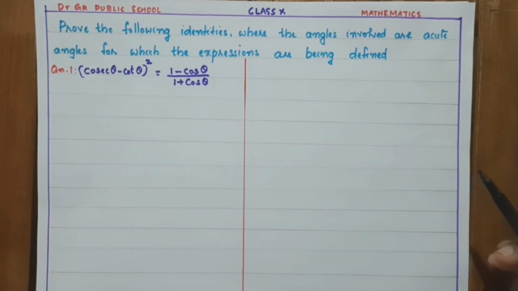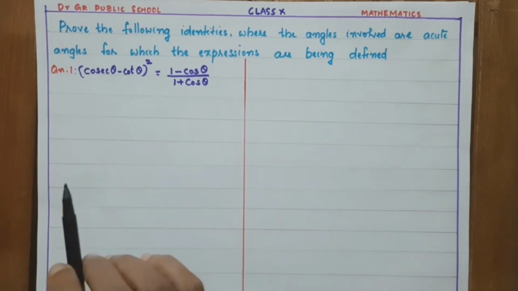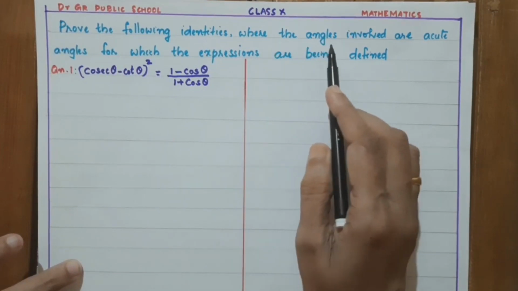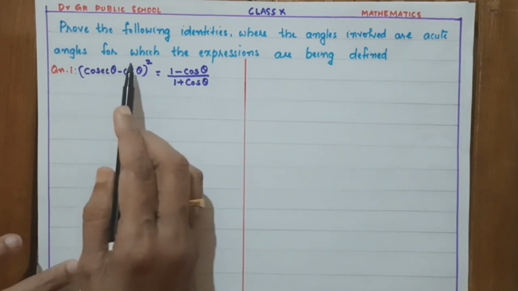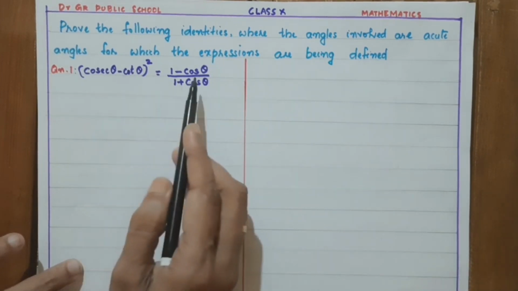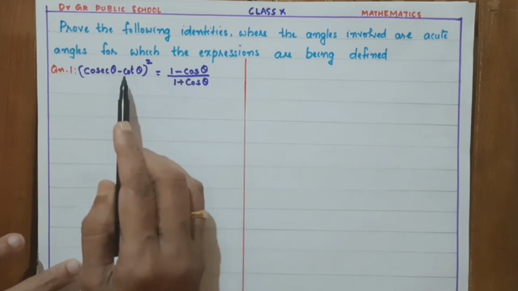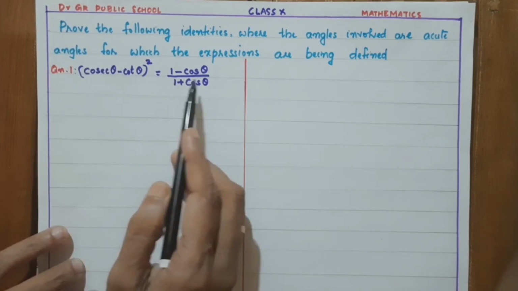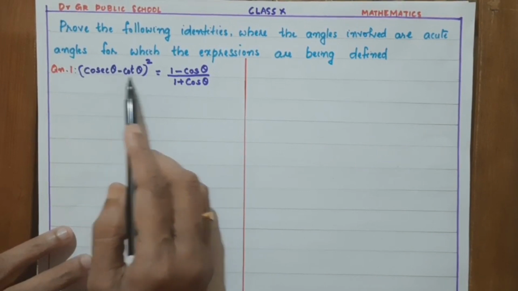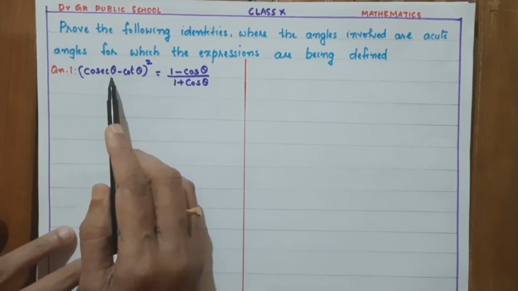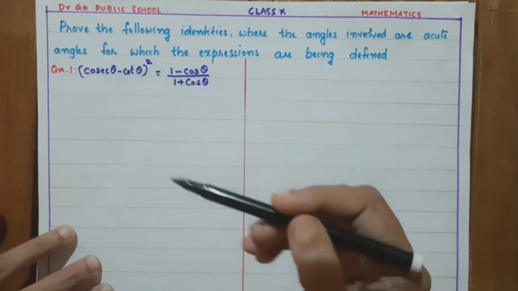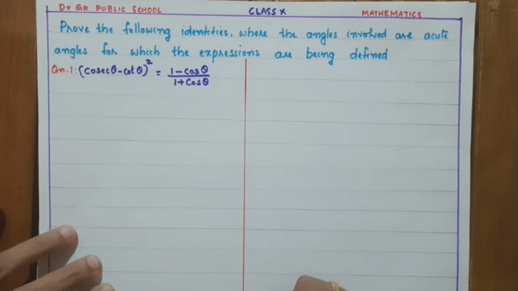Okay, so let's discuss the next question. First question. Prove the following identities where the angles involved are acute angles for which the expressions are defined. That means we have to prove this equation. This equation is also an identity. Why? Because it is true for all the values of theta. If we put any angle for theta, this statement will be true. That's why it is called an identity. So we have some more identities to prove like this.